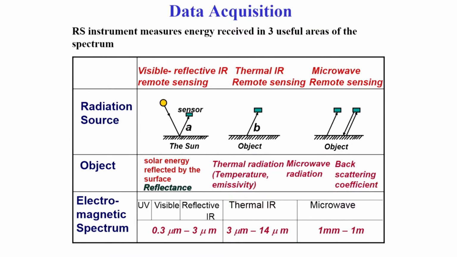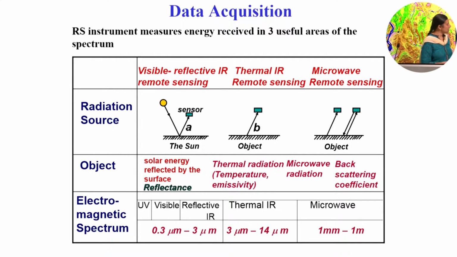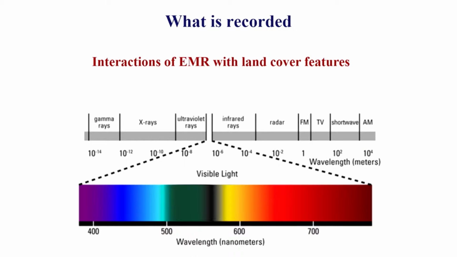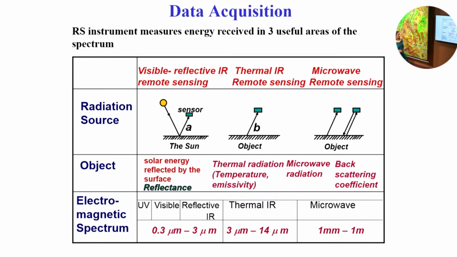If I talk about optical remote sensing, this caters to the visible and the reflective infrared remote sensing, which is in the visible part and to some extent the infrared portion of the electromagnetic radiation. So from here what we measure is the amount of energy which is reflected by the object. It receives the energy from the sun, reflects it, and it is measured.